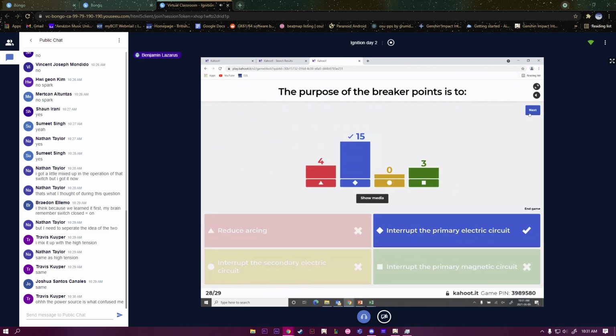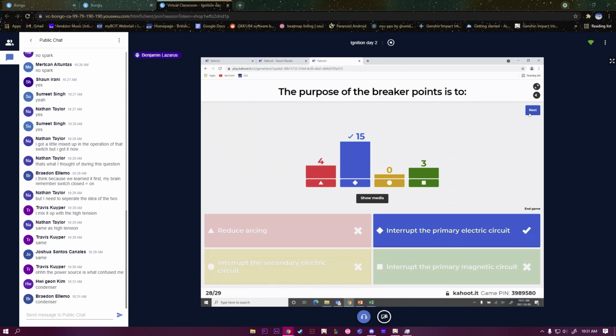Oh, good. You folks did really well. The breaker points interrupt the primary electric circuit. What part is there to reduce arcing? The condenser, yes. It prevents arcing at the breaker points.